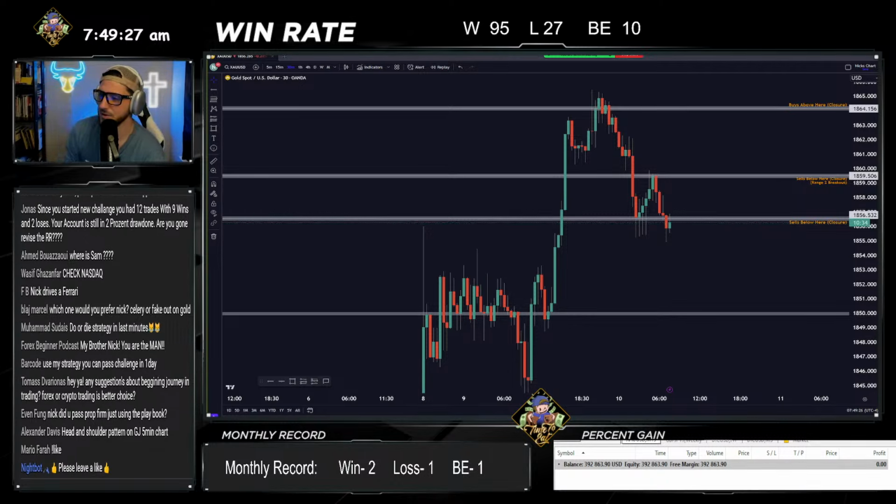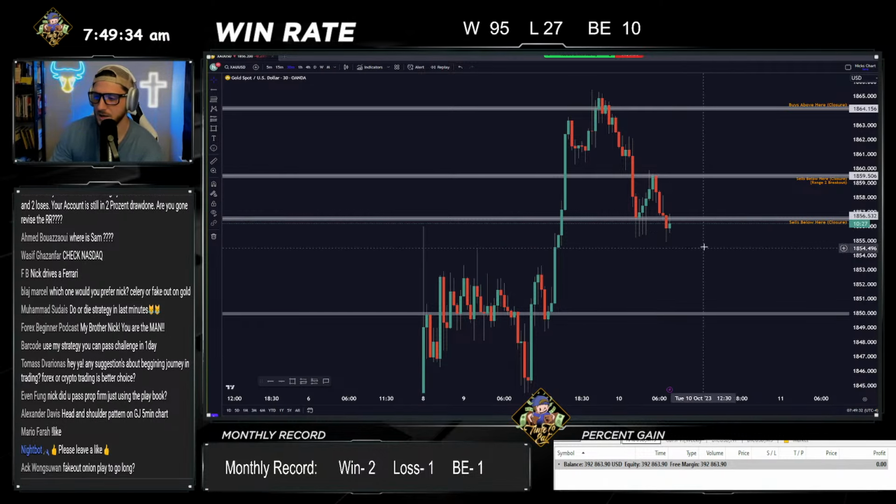Which one do I prefer, a rally or a fake out? Either, whatever price wants to give us, honestly. I'm just gonna follow price action here, as always.